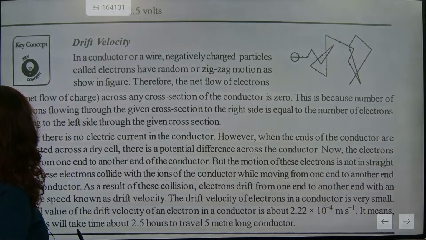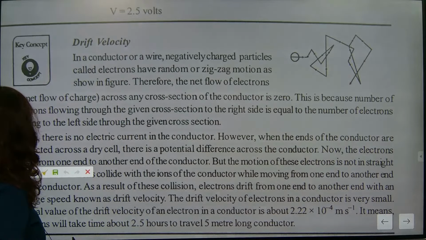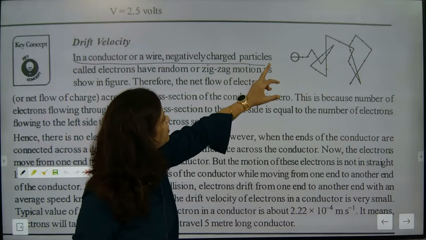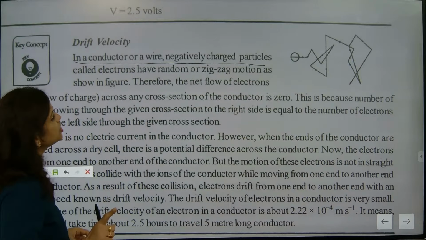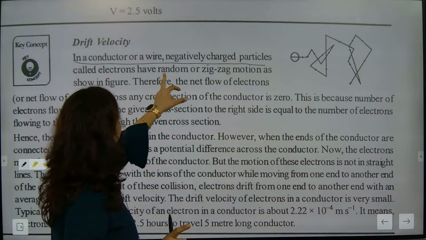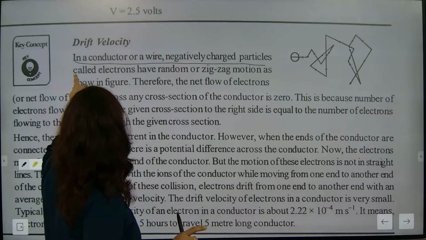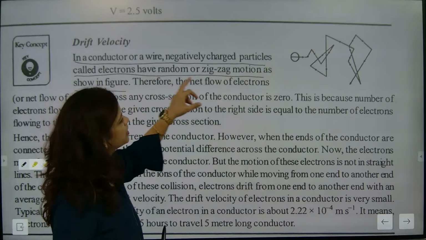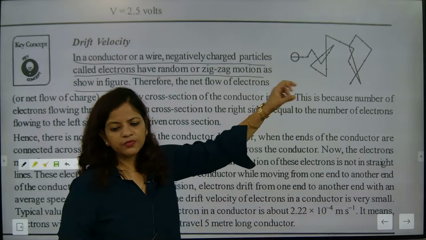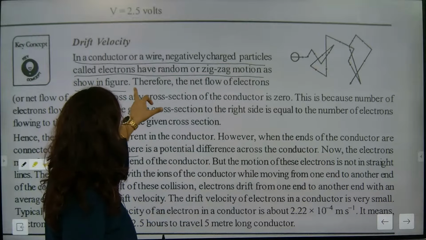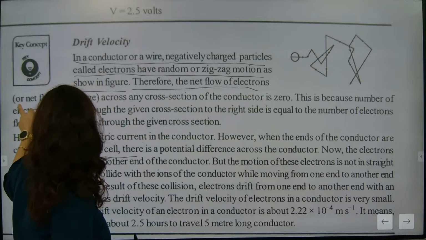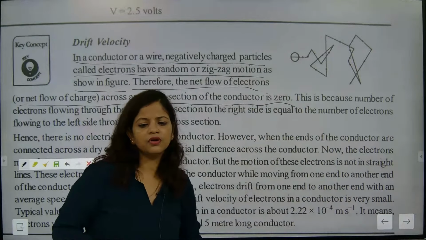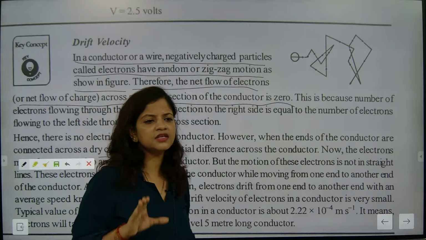First understand, in a conductor or a wire, negatively charged particles called electrons have random or zigzag motion as shown in the figure. Can you see the random or zigzag motion of electrons? Therefore, the net flow of the electrons or charges across any cross section of the conductor is zero. Understood? So net flow is considered as zero.